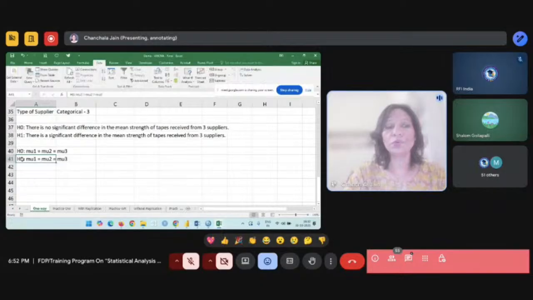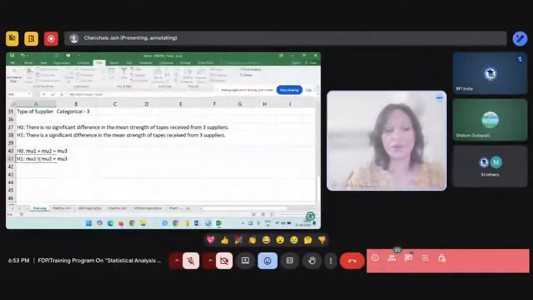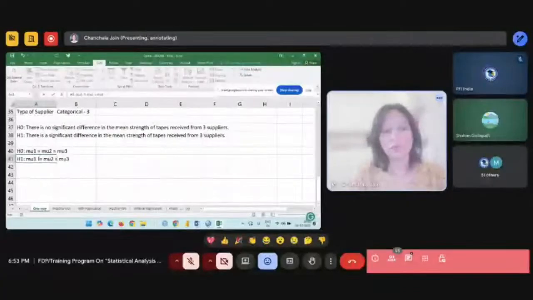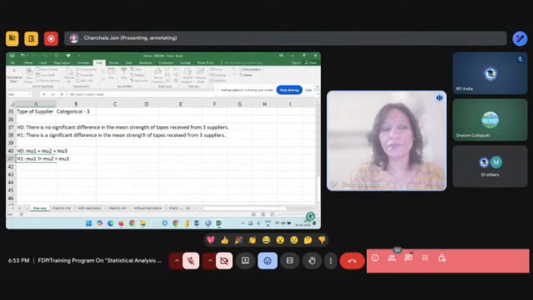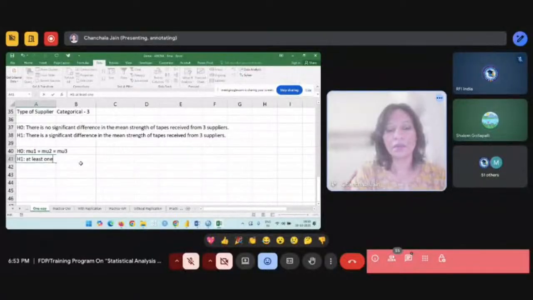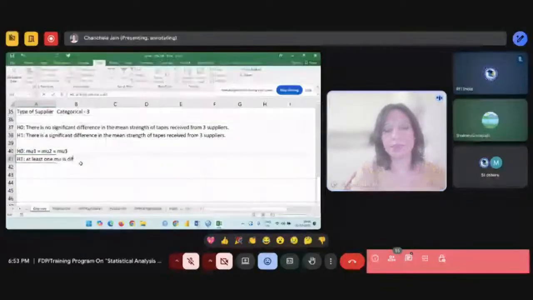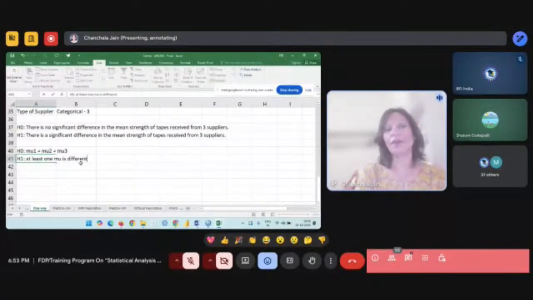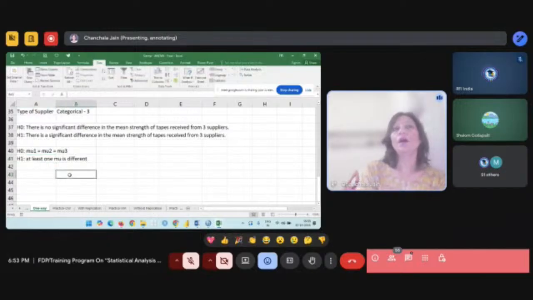Opposite to this, not equal to, generally we are not writing it. We are writing at least one mu is different. This is the way of writing the alternative hypothesis of ANOVA. That means at least one mu is different.